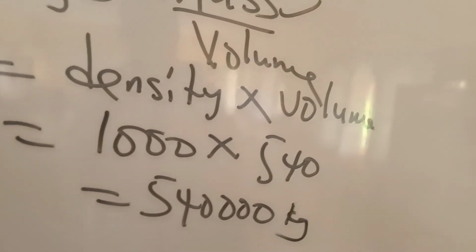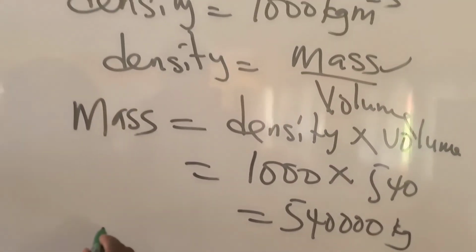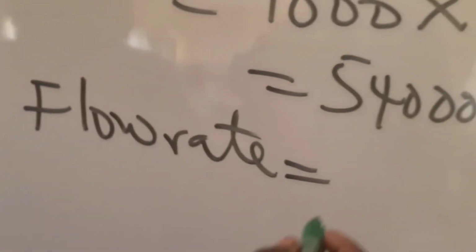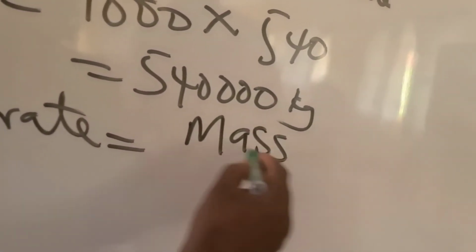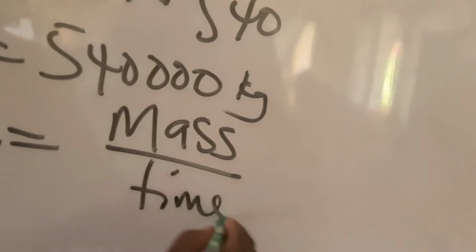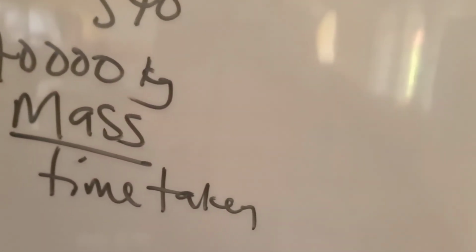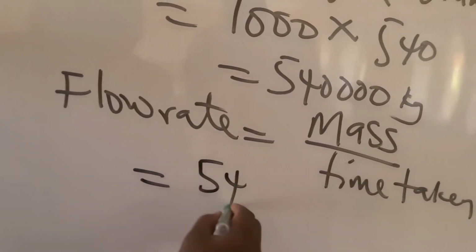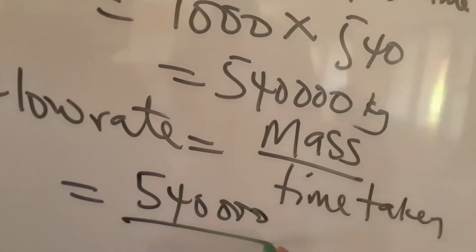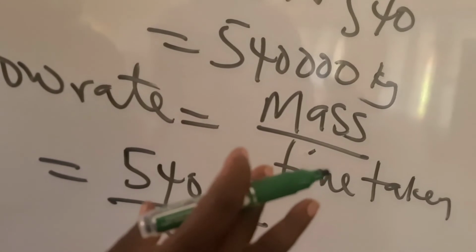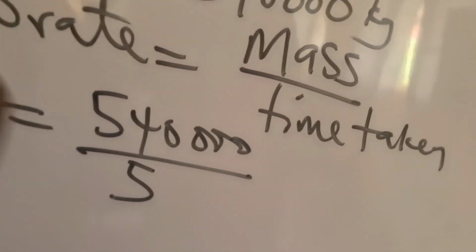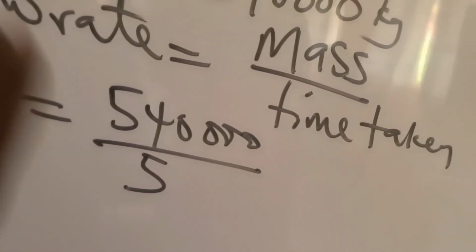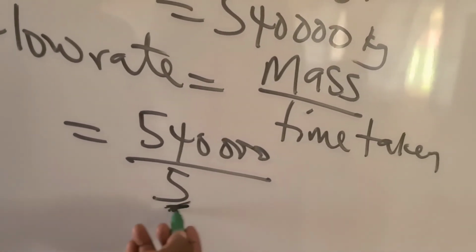to give us 540000 in kilogram. Then the next thing we do is to find the flow rate, and flow rate is equal to mass all over time taken. Flow rate is equal to mass all over time taken, and this is equal to 540 all over 5 hours. The time given to us was 5 hours, and then they want us to calculate this in kilogram per second. So we must change this 5 hours to seconds.